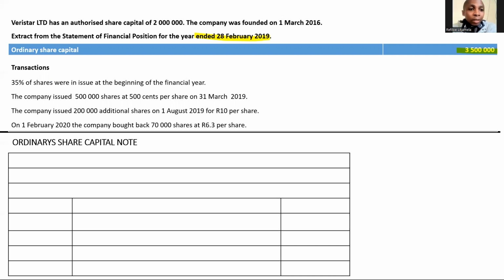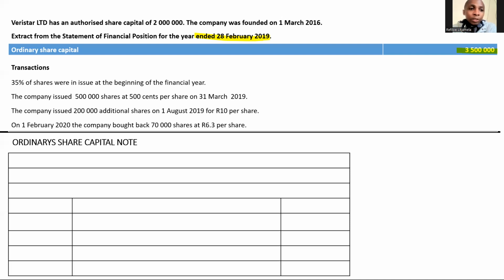Now it says under transactions, 35% of shares were in issue at the beginning of the financial year. Again, that simply tells me how many shares were in issue at the beginning of the financial year, but it's not telling me whether that 3.5 is an opening balance or closing balance. So I'll go to the next transaction quickly just to check if that 3.5 is opening or closing because I need it. It's very important. Is it I start with it or I end with it? It's one of those two.